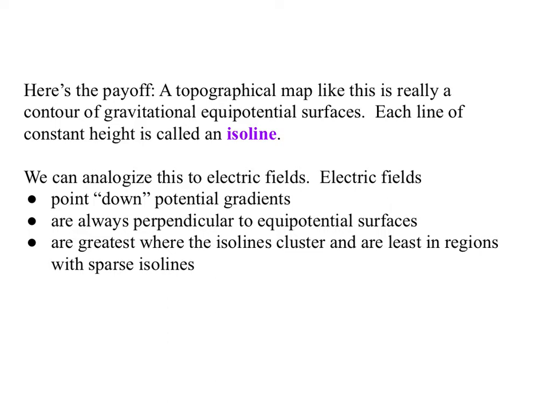Here's the payoff from our viewpoint. A topographical map like this is really just a contour of gravitational equipotential surfaces. Right? Remember from our strange parable of the two odd surveyors, the gravitational potential of something is essentially GH. And so contours would be the heights. So they're basically multiplied by G, and you have a map of the gravitational potential. Each line of constant height is what's called an isoline. Iso, of course, the Greek for same, like isotope or isotherm.